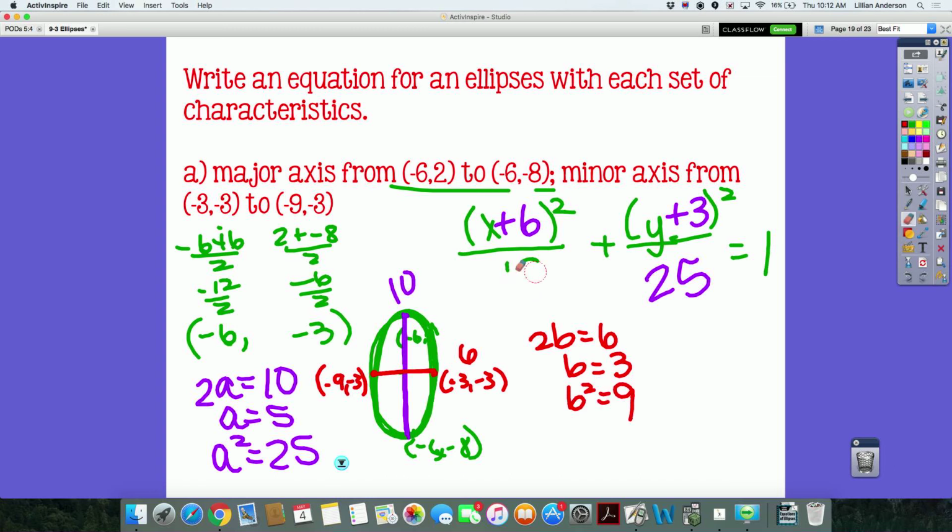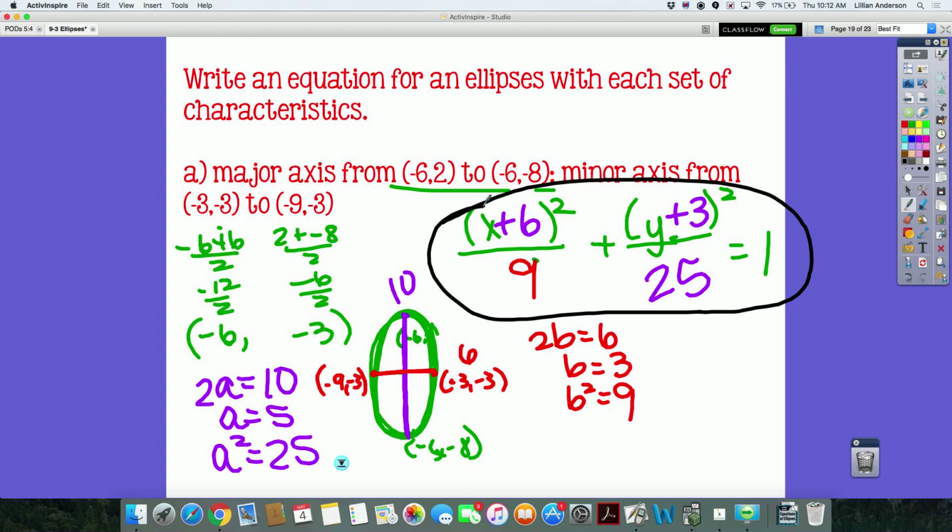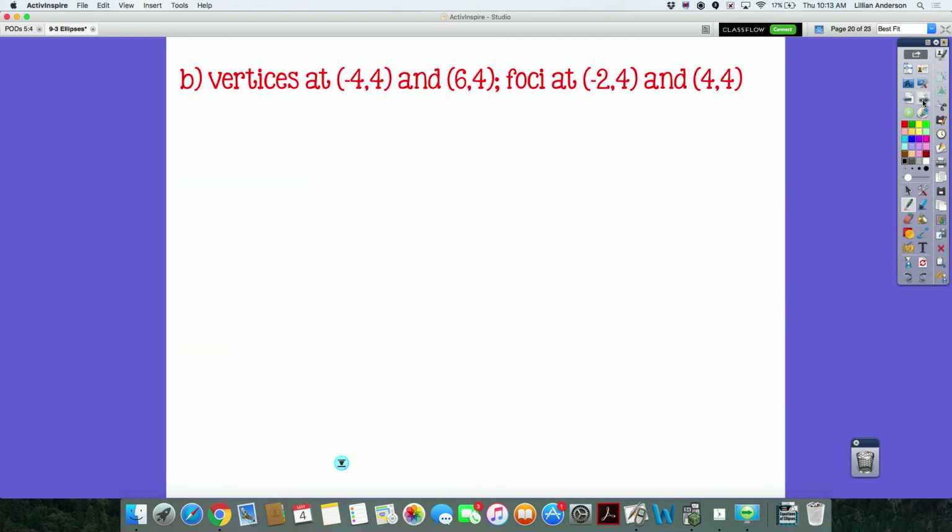And so knowing that information, we can determine that our equation for this ellipse is going to be (x plus 6) squared over 9 plus (y plus 3) squared over 25 equals 1. So we're using what we know to go ahead and create our equations. And you don't necessarily have to draw a picture of it, but for those people who are visual people, maybe drawing these points or drawing an ellipse can actually be very helpful.